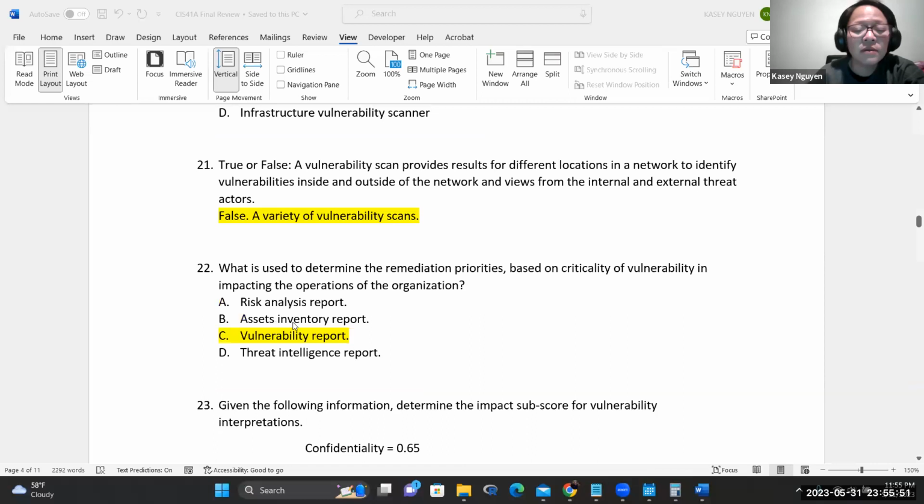Number 22, what is used to determine the remediation priorities based on criticality of vulnerability and impact on the operations of the organization? And that's your vulnerability report. This report is going to give you the priorities on what needs to be fixed and what critical areas of your operations need to be addressed based on what you have assessed in the vulnerability scan.